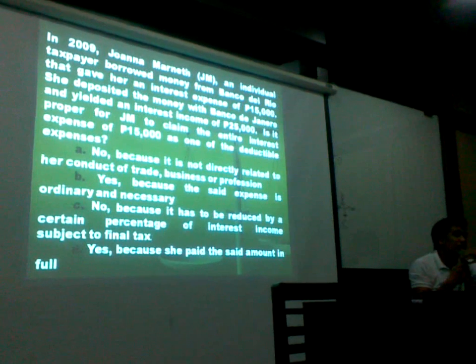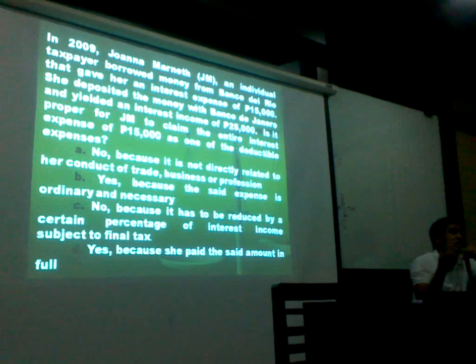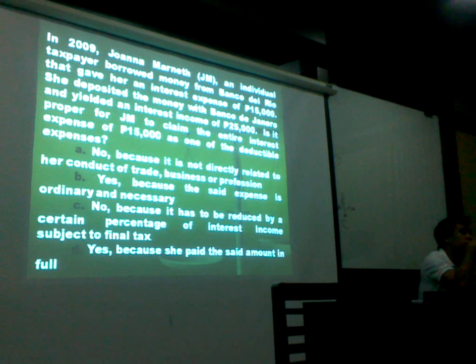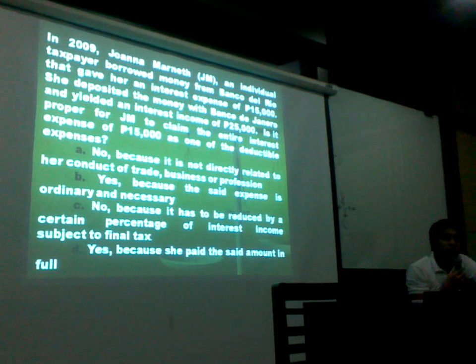Now, supposedly, the interest expense is deductible in full. But since the interest income is not subject to full income tax, the interest expense is reduced by a portion of the interest income earned by such money, supposedly to be put up in the business.